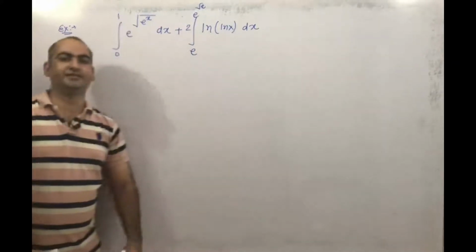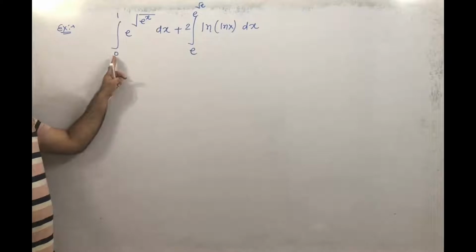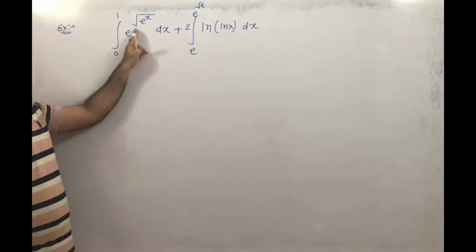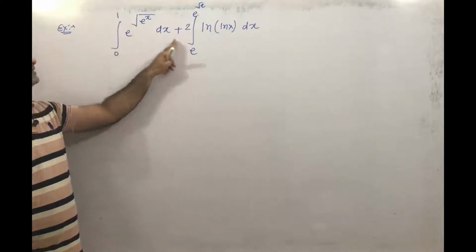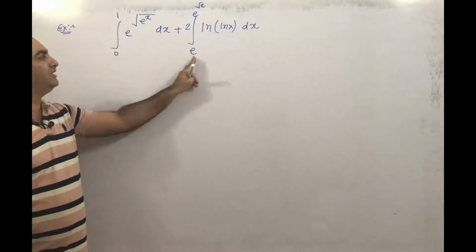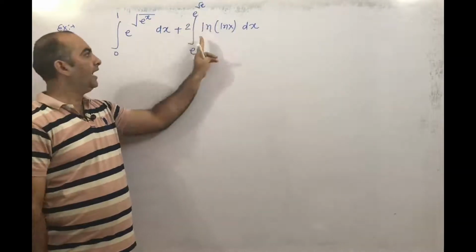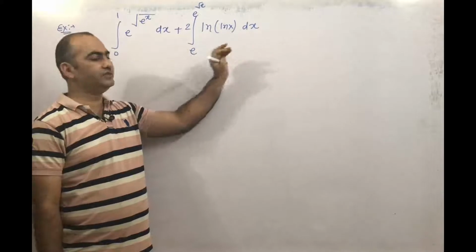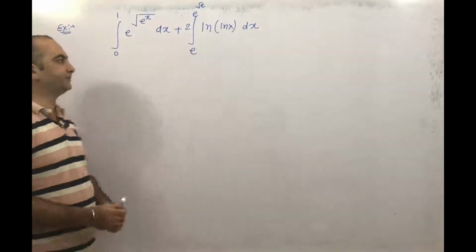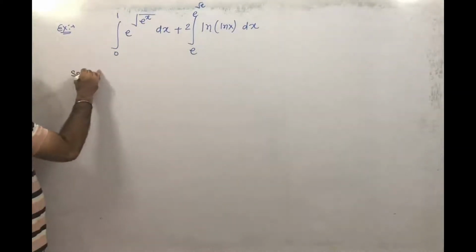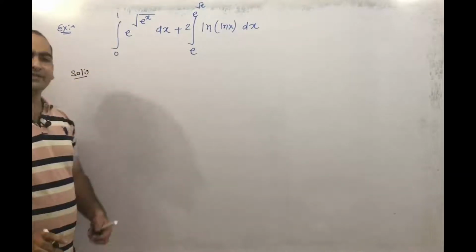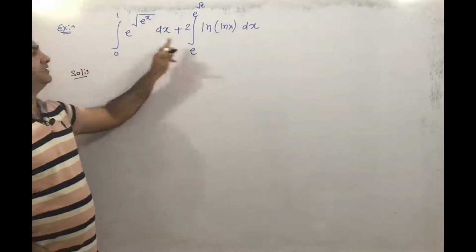Next we are discussing an example. The example is the integral from 0 to 1 of e power root over e power x dx, plus 2 times the integral of ln of ln x dx, from e to e power root e. So this integration we have to solve. Now the solution. First thing we can check is whether this is f(x) and this is f inverse of x.